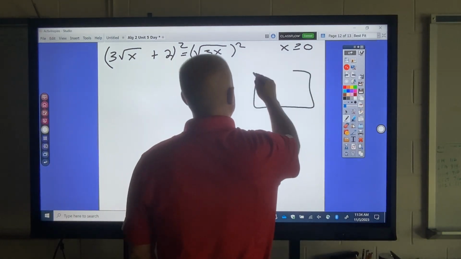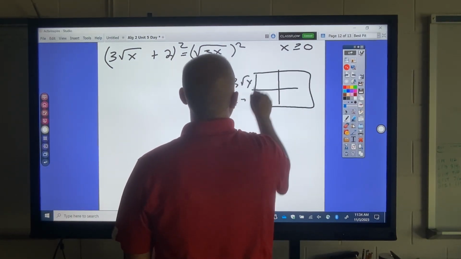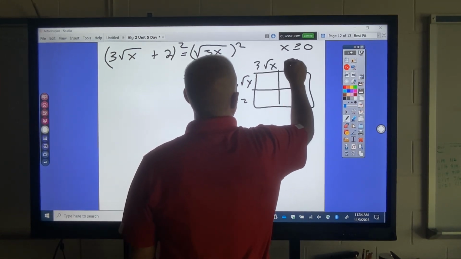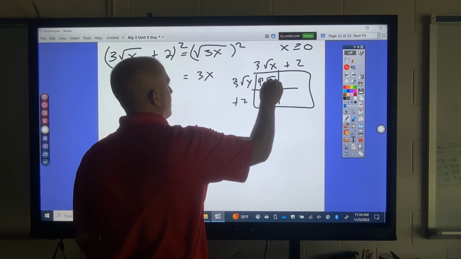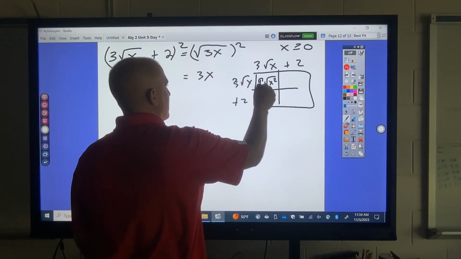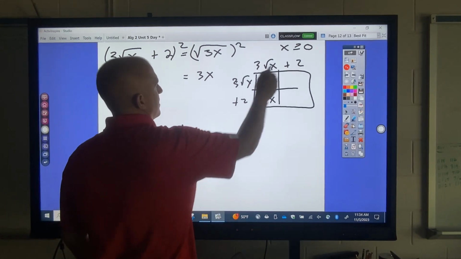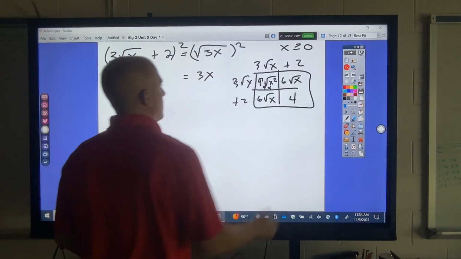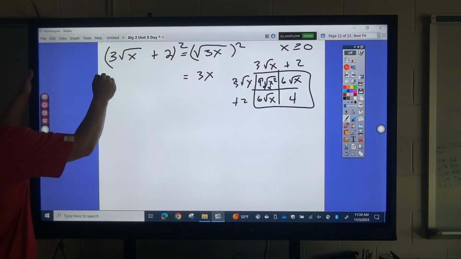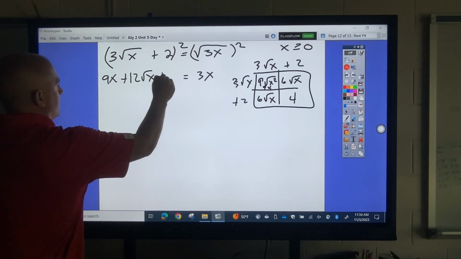Let's use the box method for this. Okay, this times this is 9 square root of x squared, which would just be 9x. This times this is 6 square root of x. This times this is 6 square root of x. This times this is 4. So what I got here is 9x plus 12 square root of x plus 4.